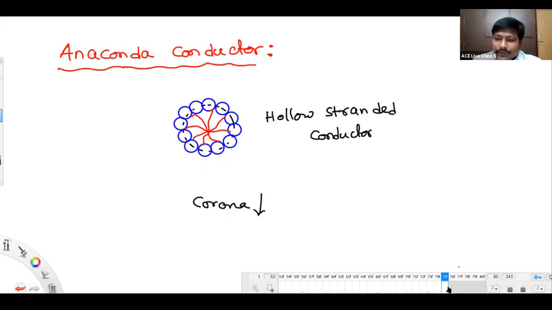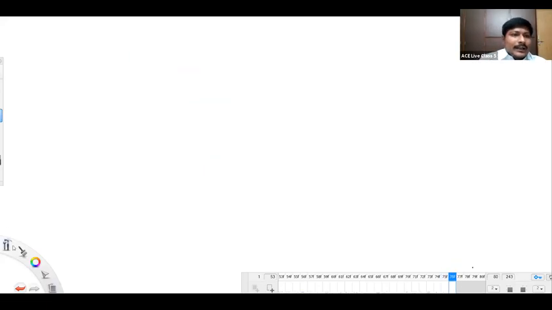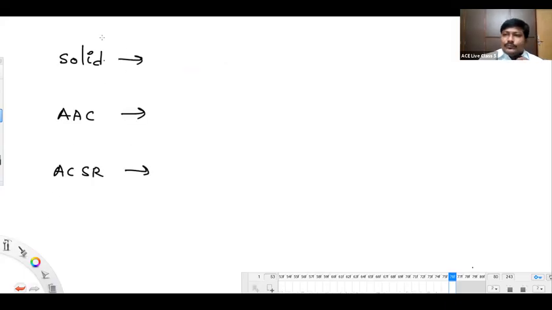Let me give a small conclusion regarding the conductors we have discussed till now. Solid. The next one is all aluminum conductor. The next one is ACSR conductor. Keep the last two conductors aside and think about only these three. A very simple conclusion I'm going to give: the red strips are mechanical support.